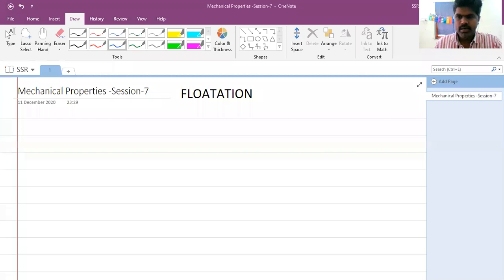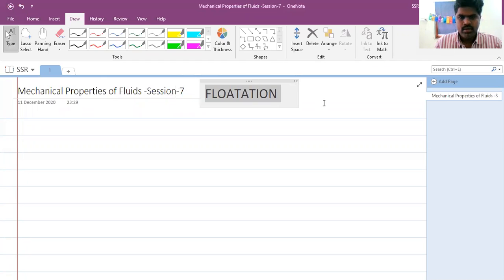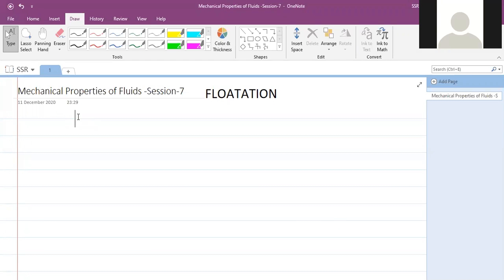In this session of mechanical properties of fluids, we'll discuss the flotation concept. This is session 7 as of now. So this is the flotation concept. Are you able to see the heading flotation? Yes, sir. Right. So what does flotation mean?